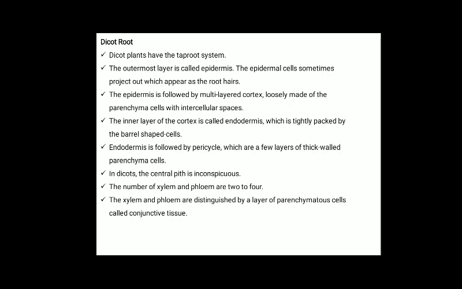In dicots, the central pith is inconspicuous or small. The number of xylem and phloem bundles is 2 or 4. That is why it is tetrarch in nature. The xylem and phloem are separated by a layer of parenchymatous cells called conjunctive tissue.